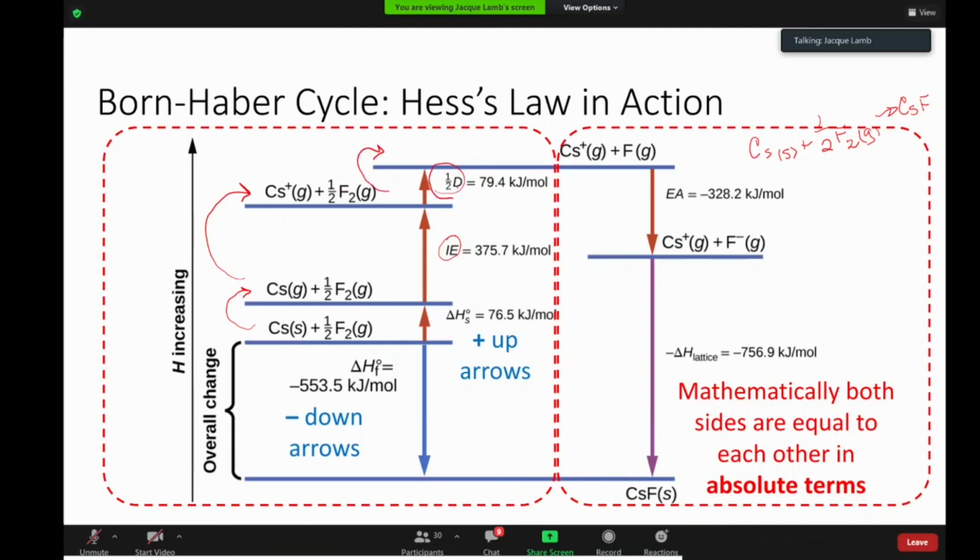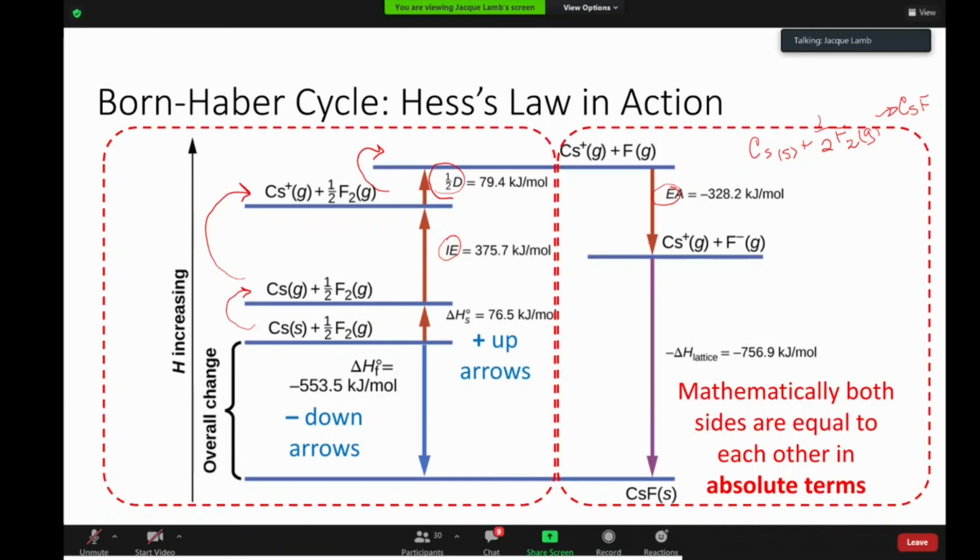We also have to add an electron to that fluorine atom. That's electron affinity, and that is an exothermic process. So we can find that from a table. That takes us to our cesium ion and our fluoride ion. The difference, or the rest of the energy, is the lattice energy. So delta H of lattice energy takes us back to cesium fluoride.